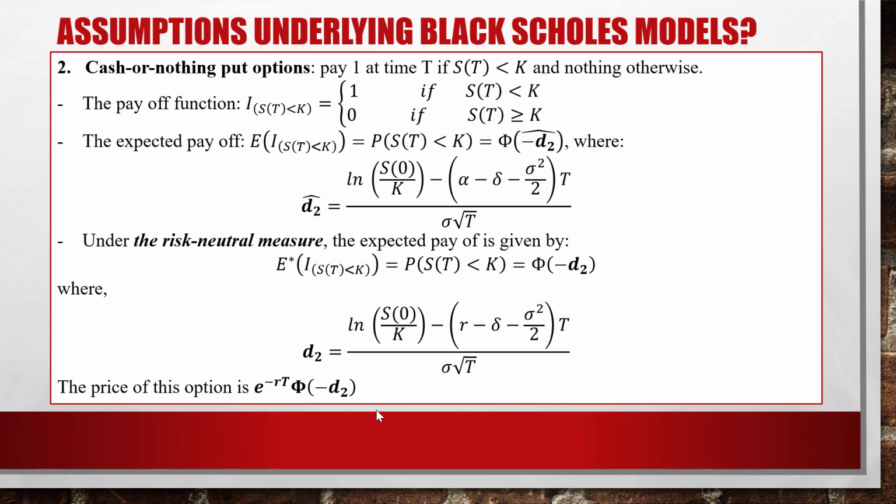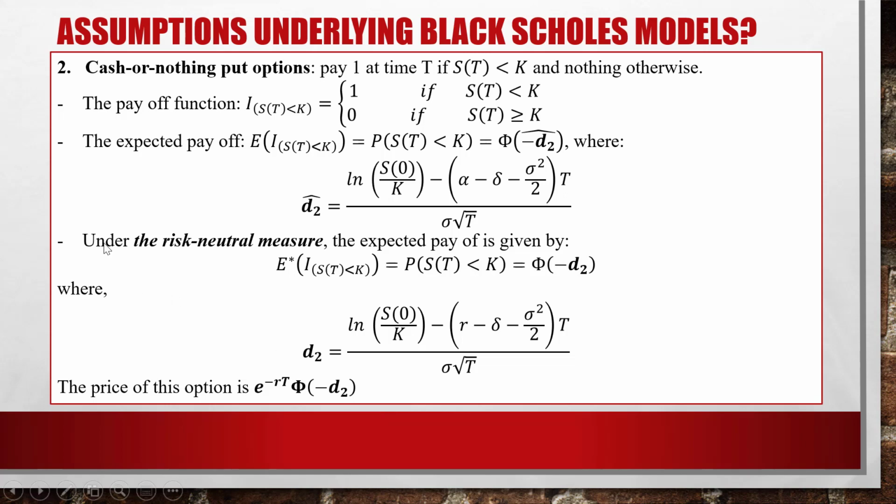Under the risk-neutral measure, the expected payoff is given by E* of the indicator function of S_T less than K, which is the probability that S_T is less than K, and it should be equal to Φ(−d2), where d2 is ln(S0/K) − (r − δ − σ²/2)T over σ√T. And the price of this option is just the present value of it, so it should be e^(−rT) times Φ(−d2).